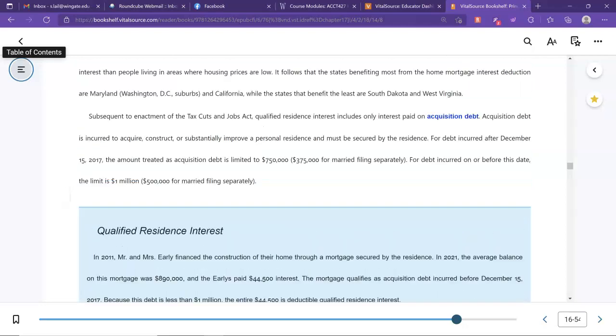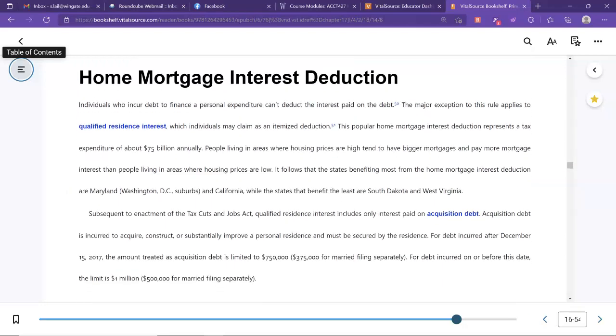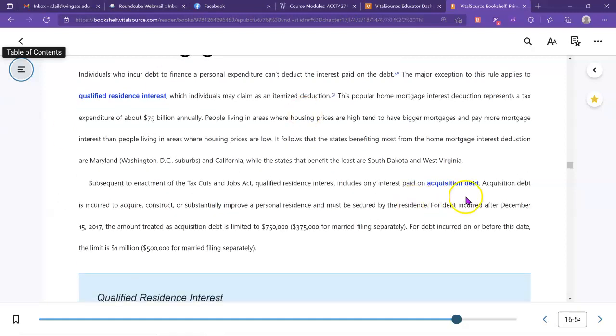That's working through the example, but it tells us the same thing up here. Acquisition debt after December 15, 2017, so where the purchase of the house and the actual giving of the mortgage was after December 15, 2017, the limit actually dropped to $750,000. And if you are married filing separately, it's $375,000. Notice that doesn't say for single, just for married filing separately. And again, for debt before that date, it's going to be $1 million.